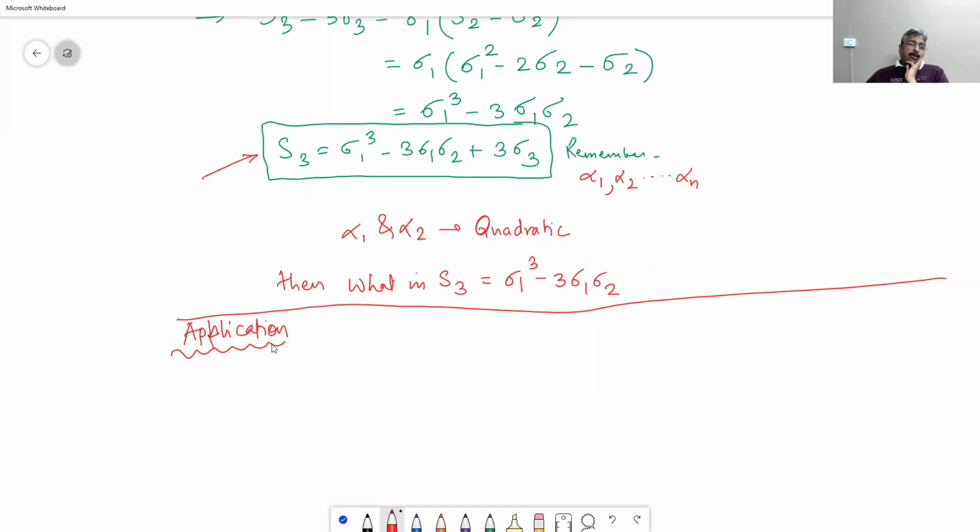Okay. Let us now look at the applications. Application is again solving simultaneous equations. Let me give you a simple example. x plus y is equal to 10 and xy is equal to 18. Solve.